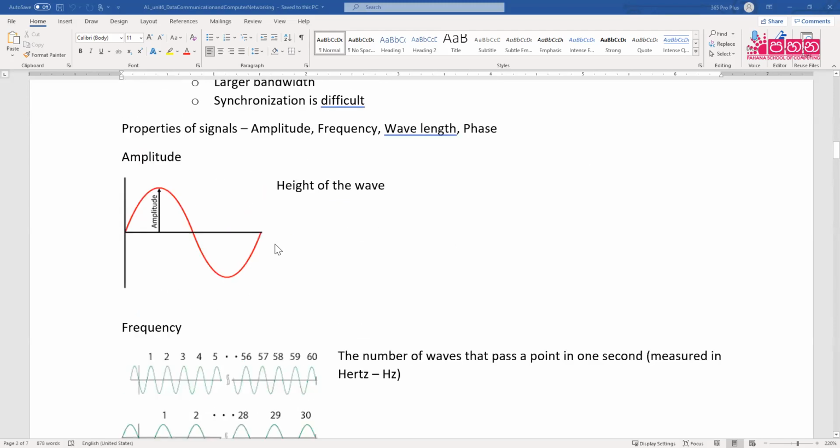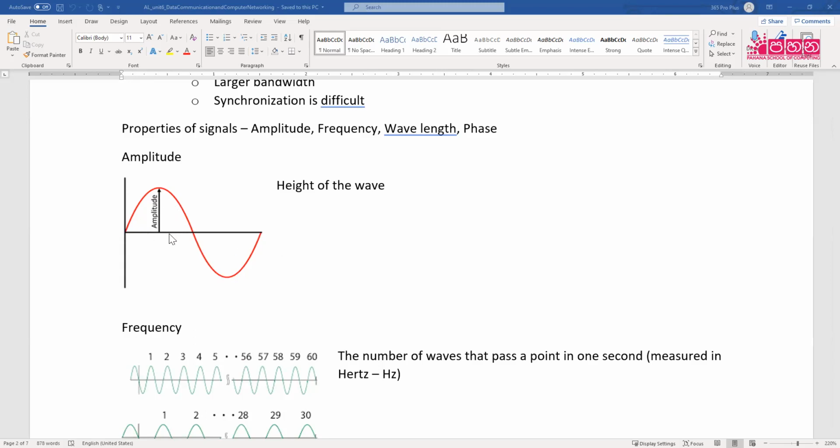Then we have discussed the properties of signals. Now, when you mention different types of signals, we usually talk about these properties of signals. Those are amplitude, which means the height, frequency, how many times a particular cycle happens, then the wavelength and phase.